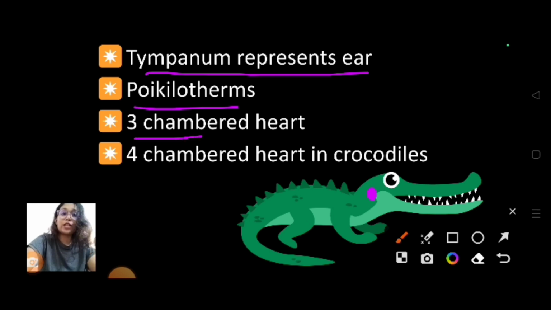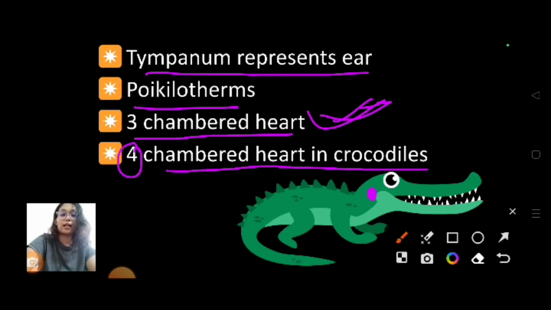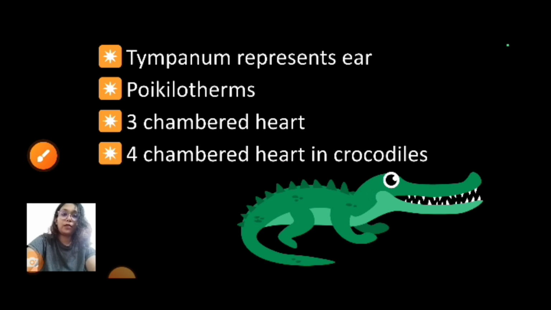And here a three-chambered heart is present, except one exception. A four-chambered heart can be seen in crocodiles. This is the exception. But generally the reptiles have a three-chambered heart, except the crocodiles, which are having a four-chambered heart. Is it clear? Okay, then moving on to the next slide.